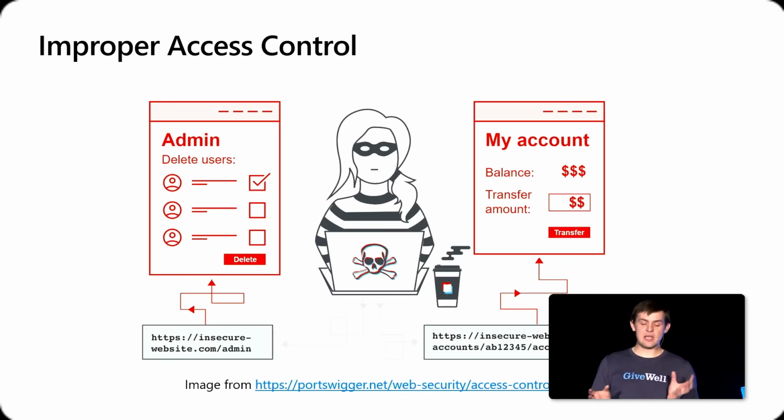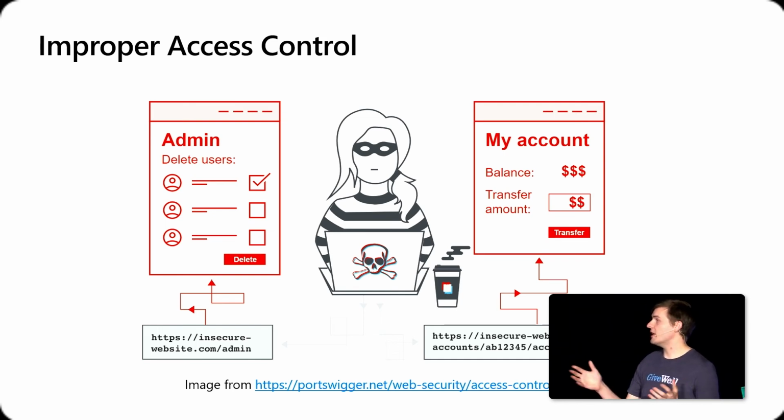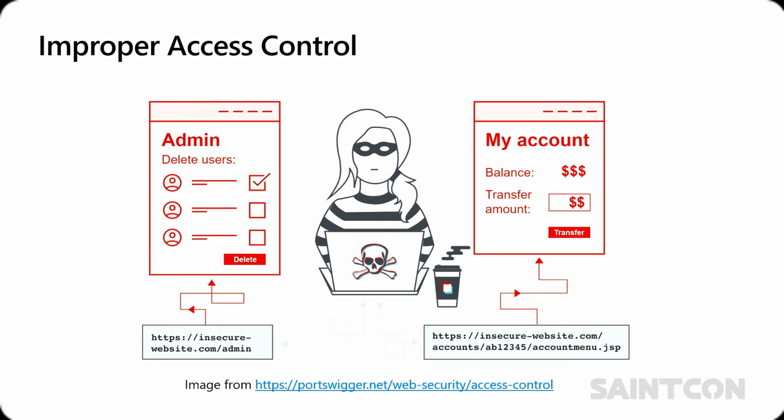So the second example I'll go through is an improper access control. This is a fairly broad category of issues. And this is another great image from PortSwigger. Improper access control happens when there's information or functionality that isn't properly restricted to users with the right permissions. So in this image, you can see there's an admin portal. If a non-admin user can access an admin portal and do stuff, that's really bad. That's a big issue. On the other side, you see my account. If a user is able to access an account that isn't theirs and able to transfer money or do anything on that account, that's another really big issue.